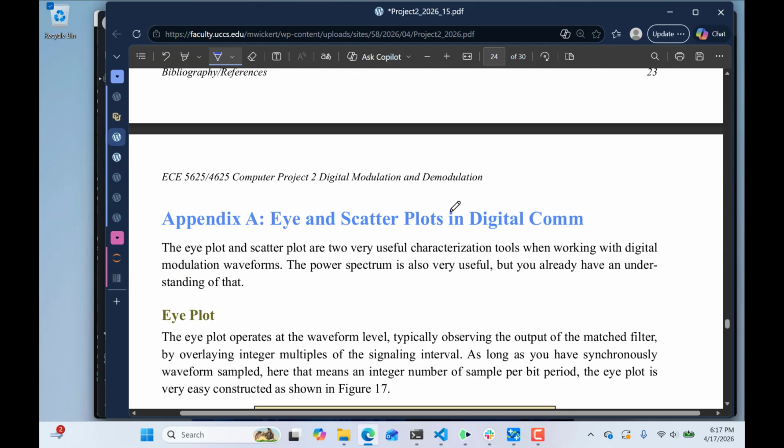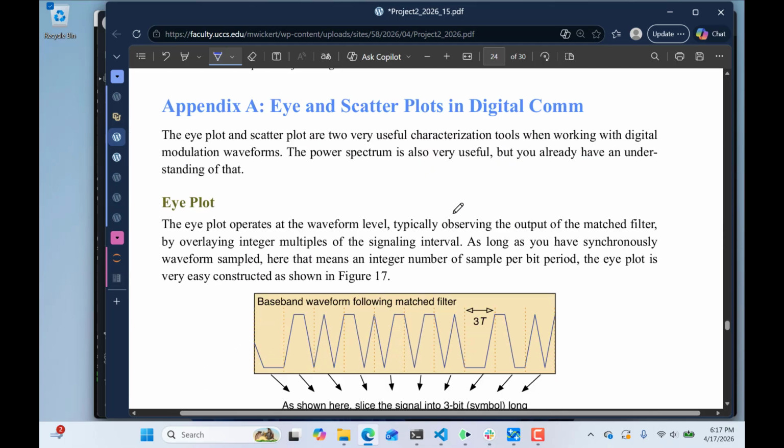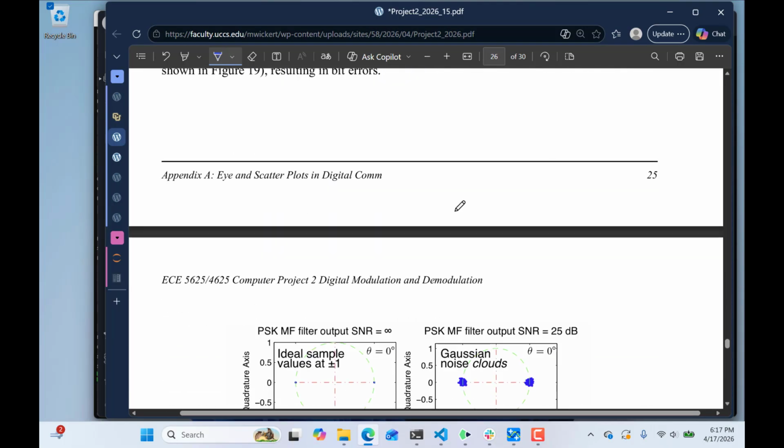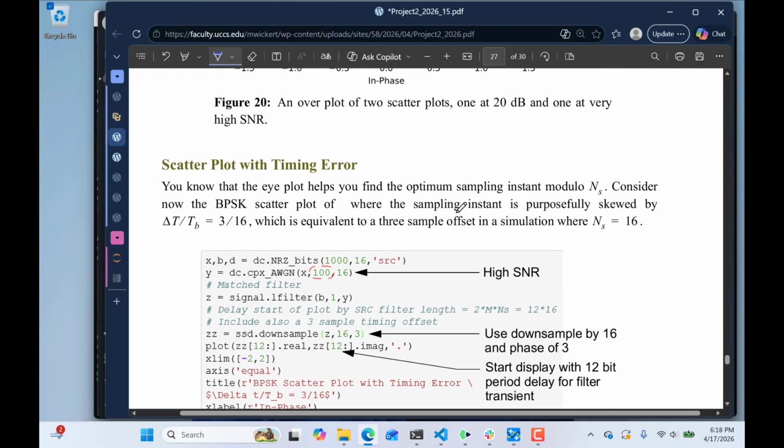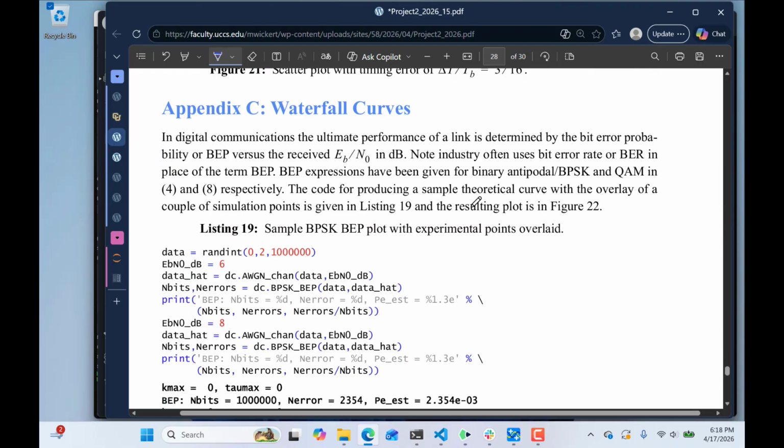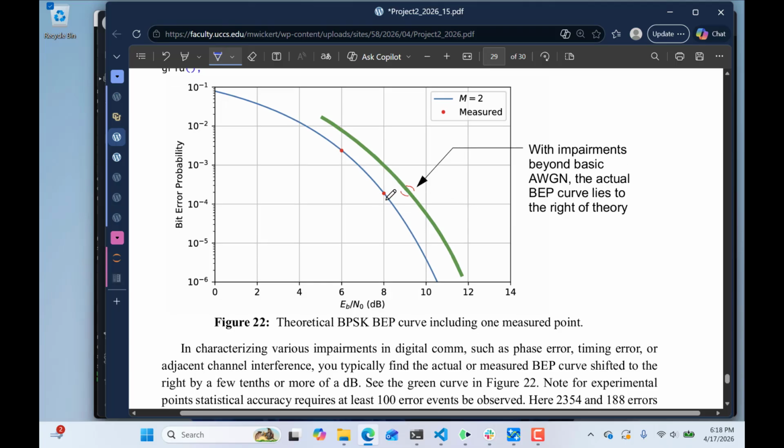Make sure you look at these appendices: scatter plots, eye plots, and waterfall curves, which is the error probability plot, is the very last topic in here. When you put impairments on, which is what you'll do in task 2, you'll have either phase jitter, which will push this curve out and flare it out, or you'll have timing error, which will also push things out. And pushing things to the right of the theory curve down here means that we're getting some impairment due to some imperfections in the received signal and in the implementation of the receiver itself.